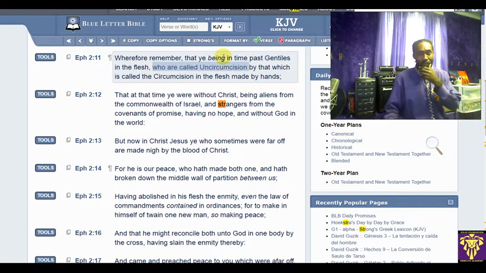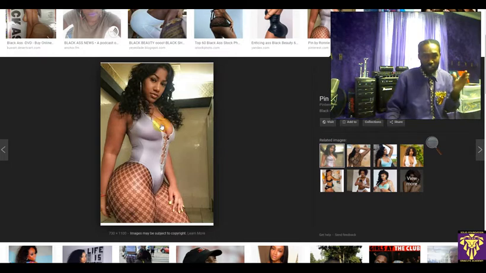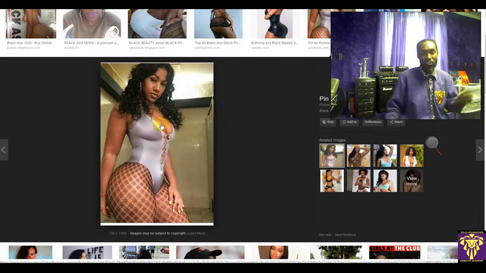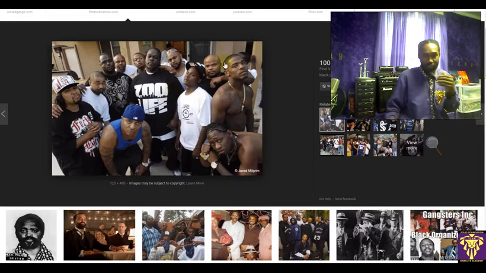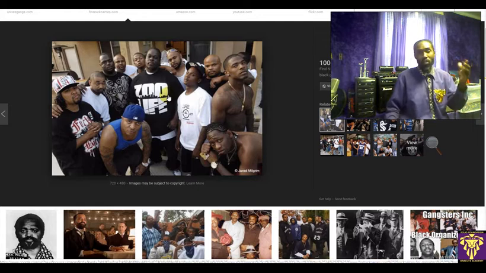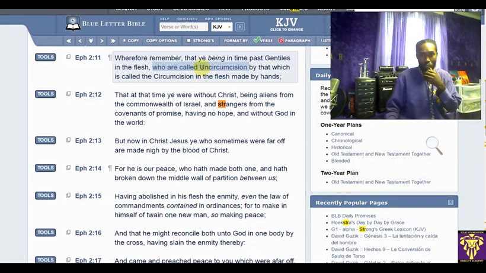So when you ain't keeping the law, statutes, and commandments as a Hebrew Israelite, according to the flesh, you are uncircumcised. So basically, this figuratively would be an uncircumcised Israelite woman. This figuratively would be an uncircumcised Israelite man. You feel me? So you was uncircumcised because you was in the flesh, Ephesians 2:11.